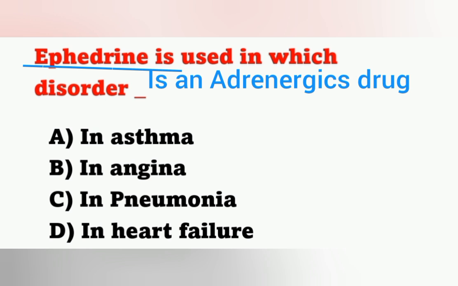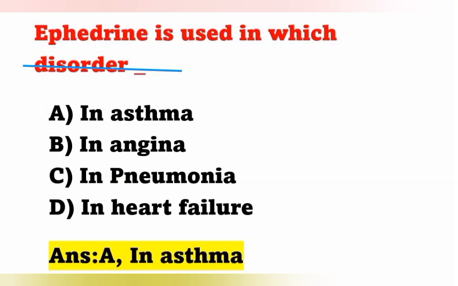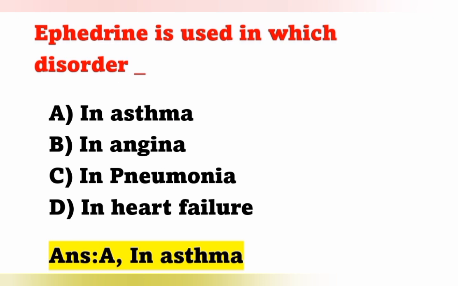Ephedrine is an adrenergic drug. That is, it acts like a sympathomimetic. That is, it mimics a sympathetic drug. So ephedrine is an adrenergic drug. Its main function is as a bronchodilator. This bronchodilator is used for the treatment of bronchial asthma. So the correct answer is in asthma. Move on to the next question.